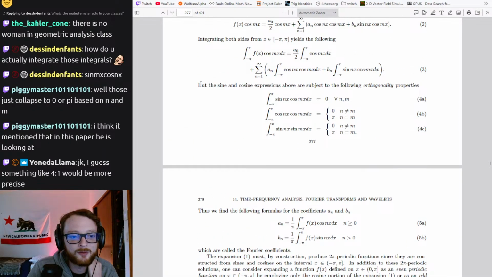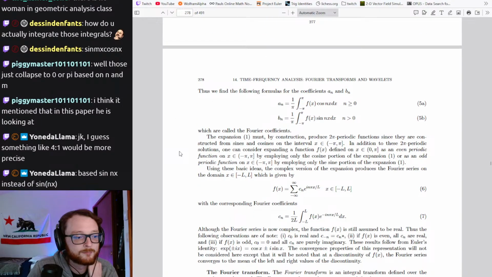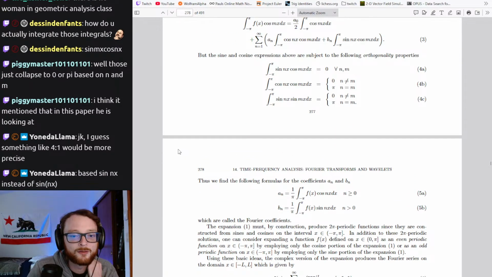But yeah, you can just use identities to do these. It's not that bad. We did it in Zach's series class. Sine space nx. Oh, I do hate that. I don't know why you would say that's based. That's terrible, I think.